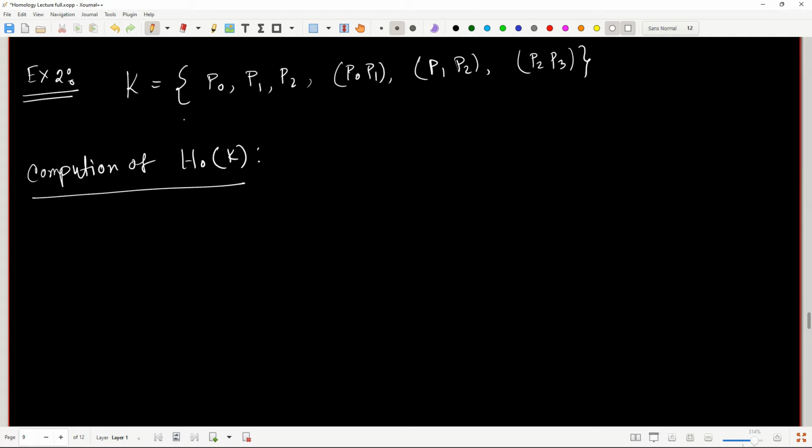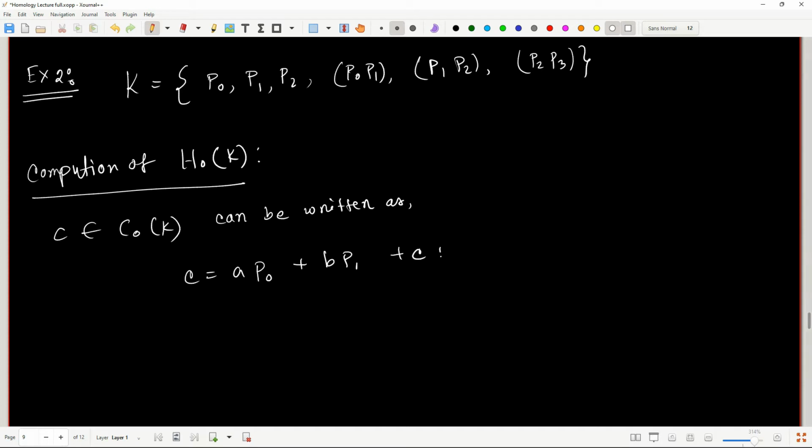So from this set of complex, we can easily see that any element, let's say c, that belongs to C0 of K can be written as c equals a p0 plus b p1 plus c p2. Okay, so let's use this as c prime so that we don't confuse two c's, where a, b, c prime belong to the set of integers. And this is nothing but a group of Z with direct sum of Z, with direct sum of Z.